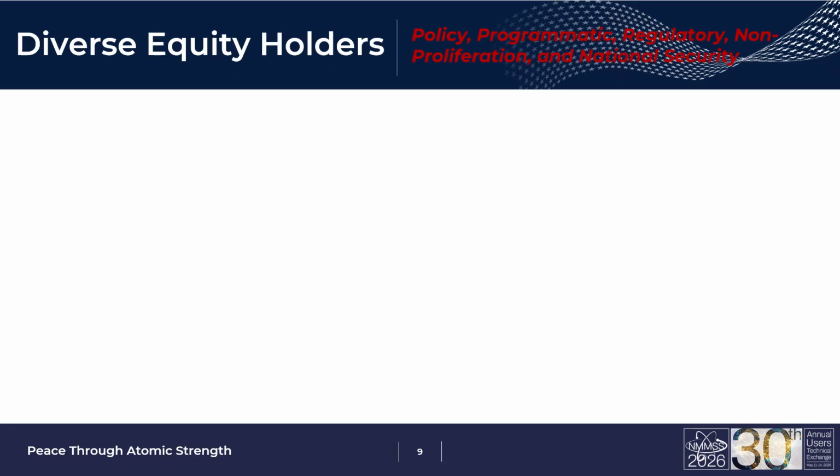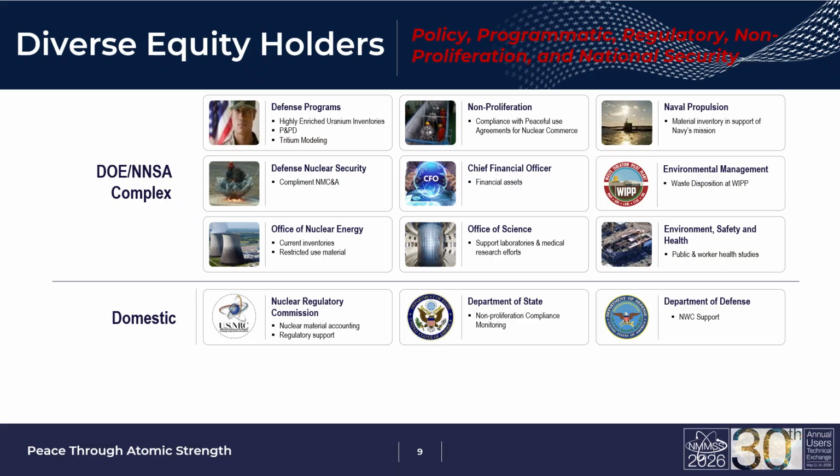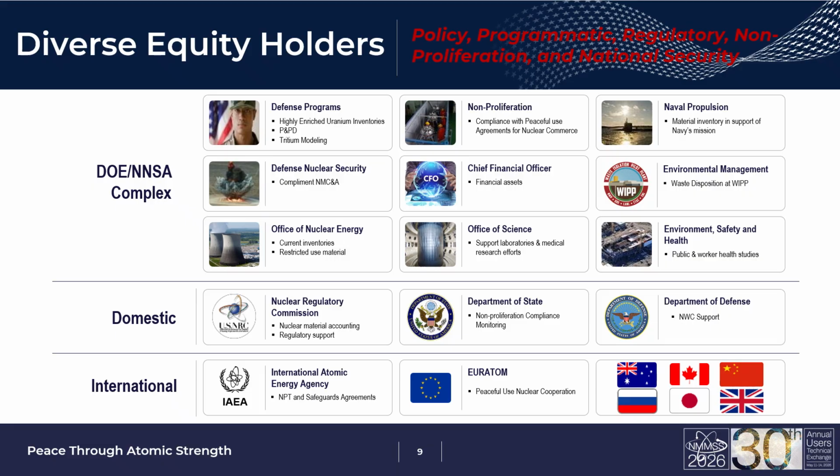NMMS interacts with a diverse group of equity holders to support and perform mission-critical matters that help U.S. facilities meet domestic policy, programmatic expectations, non-proliferation, and national security, in addition to IAEA safeguards agreements and international bilateral treaties. The DOE NNSA is involved with many entities, including Defense Nuclear Security, Naval Propulsion, the Chief Financial Offices, Office of Science, and Environment, Safety, and Health. Domestic interactions include the NRC, Department of State, and the Department of Defense. Internationally, NMMS interests involve the IAEA and numerous nuclear cooperation agreement partners such as Australia, Canada, United Kingdom, and the Euratom partners.